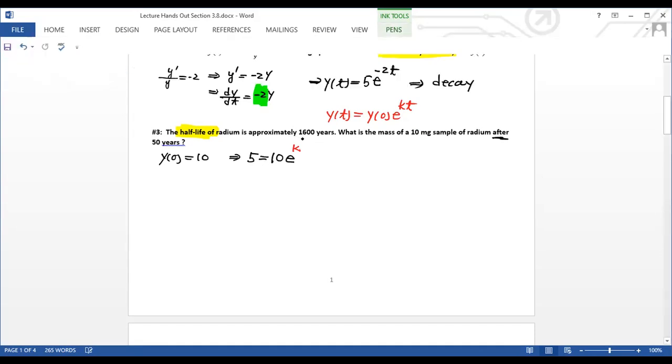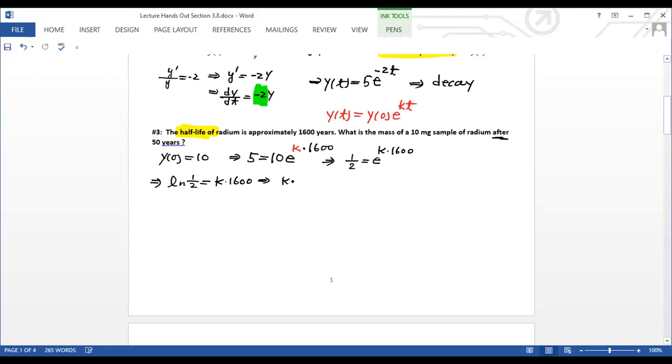So this is the e^(kt), and how many years here? 1600 years, right? So I want to solve for k. How do I solve for k? I divide both sides by 10. So this will be 1/2 equal to e^(k times 1600). Now you take the natural log of both sides, so the natural log of 1/2 is equal to k times 1600.